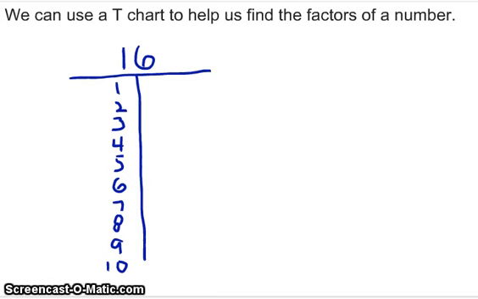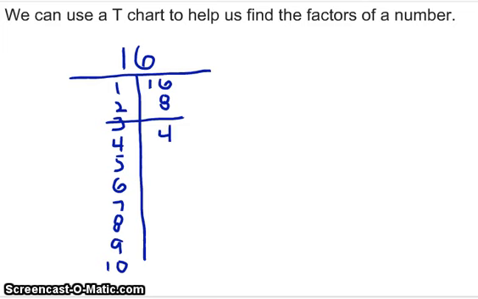Okay, you should have done the problem. Now I'm going to work it. We know that every single number in the world, you can multiply 1 times itself. And then 16 is even, so it will be 2 times 8. 3 does not go in there. And then 4 times 4 equals 16.